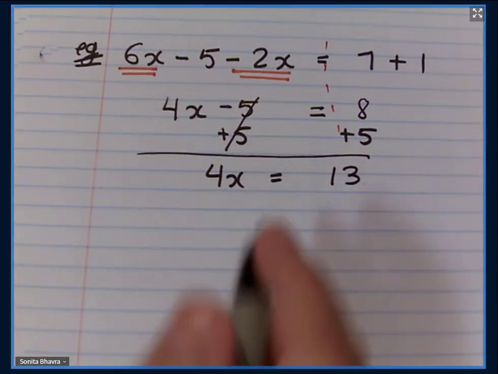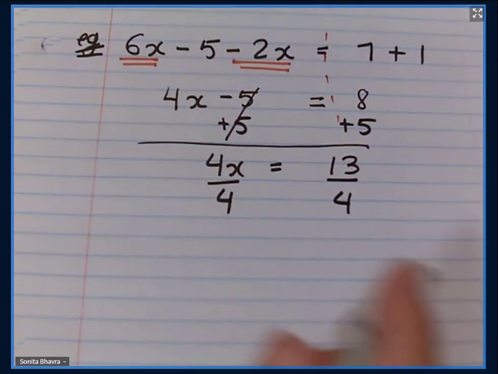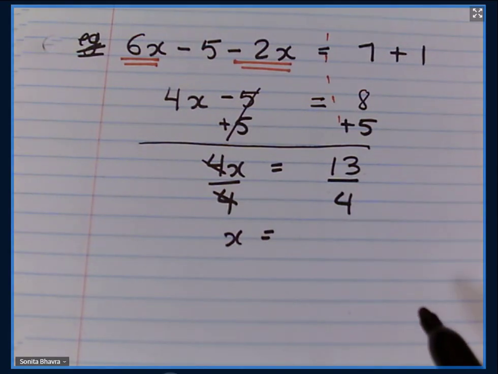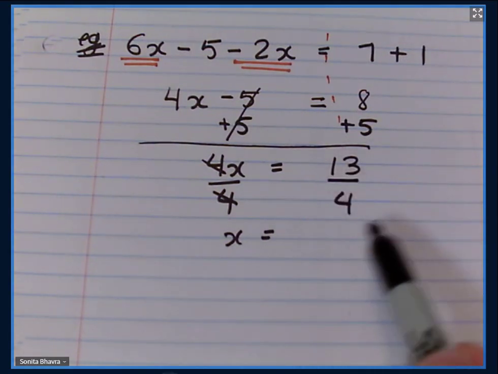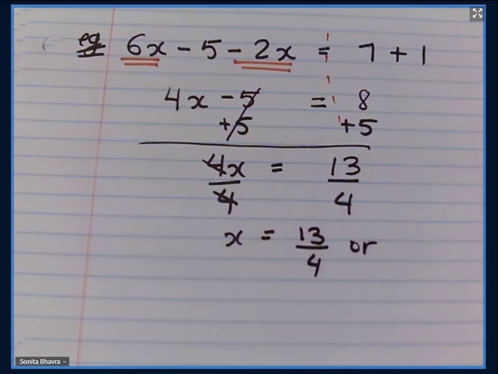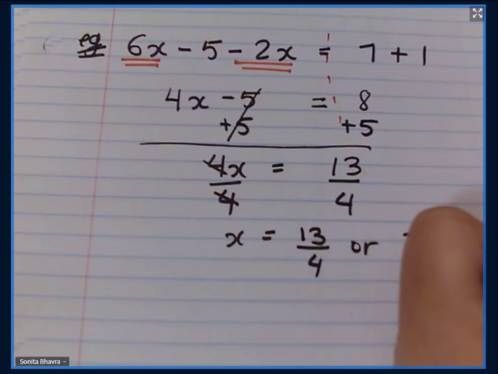And lastly, we have to divide by 4. Divide by 4 on both sides. 4x divided by 4 is equal to just 1x. So here you can leave 13 over 4. x is equal to 13 over 4. Or put it into your calculator and get the decimal. 13 divided by 4 is equal to 3.25.